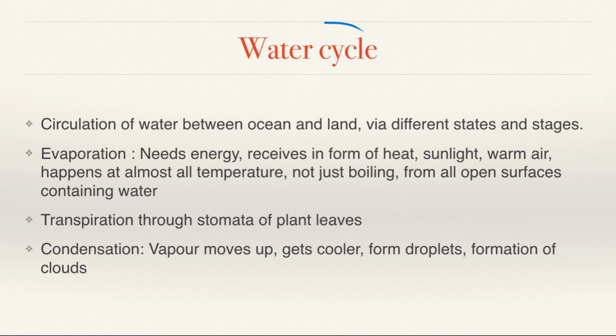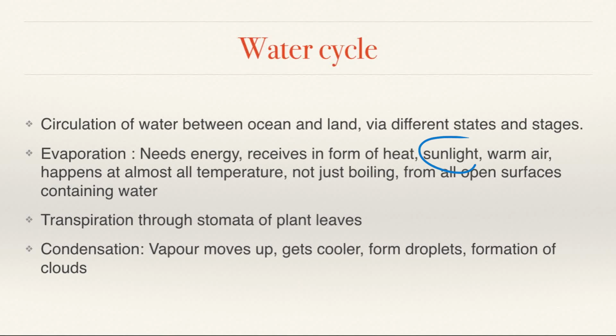Now what is the water cycle? I'll just go through it quickly. It is the circulation of water between ocean and land, via different states like evaporation, condensation, vapor, solid, liquid. Evaporation needs energy and you receive it in the form of heat. It happens at all temperatures, not only at 100 degrees Celsius.